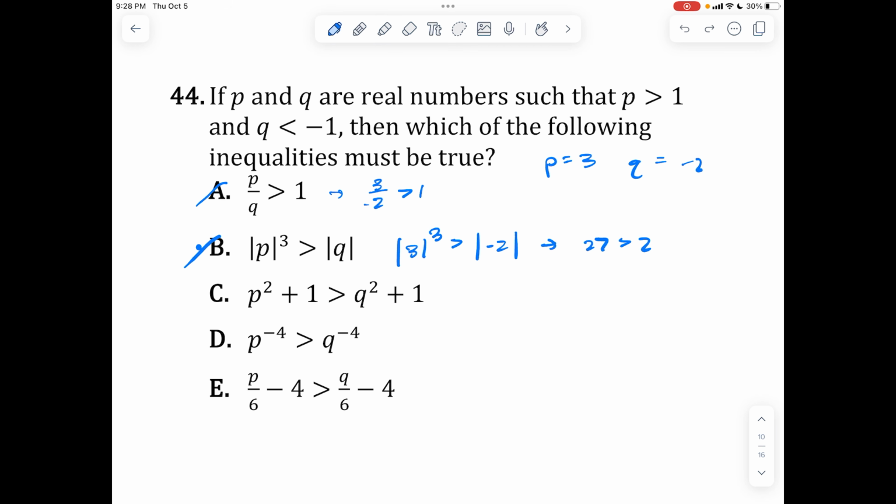All right, let's see here. P squared plus 1 greater than q squared plus 1. I think this one will be true. So like 3 squared plus 1 is greater than negative 2 squared plus 1. That gives you 10 is greater than 5. It is true, but again, if you have a very large q, it's not going to be true because it's squared. P to the negative 4 is greater than q to the negative 4. Again, if you have a very large q, I'll just show you an example. This is the same thing as saying 1 over p to the 4 is greater than 1 over q to the 4.